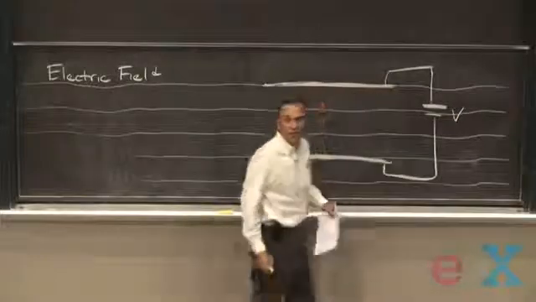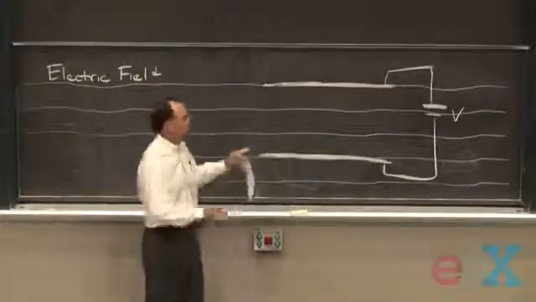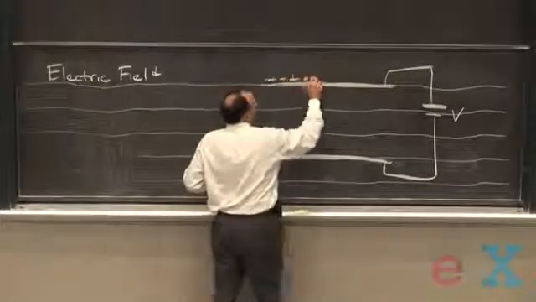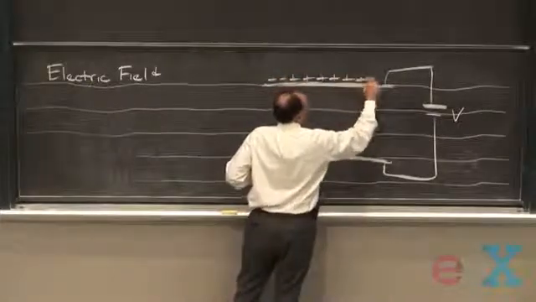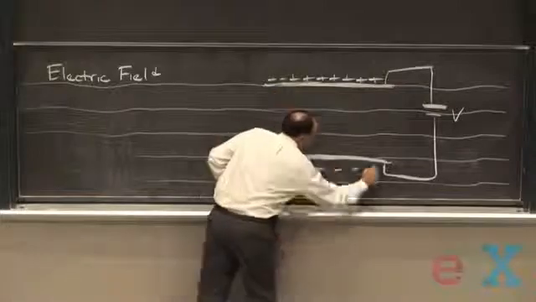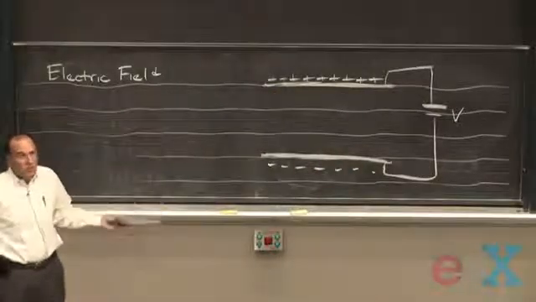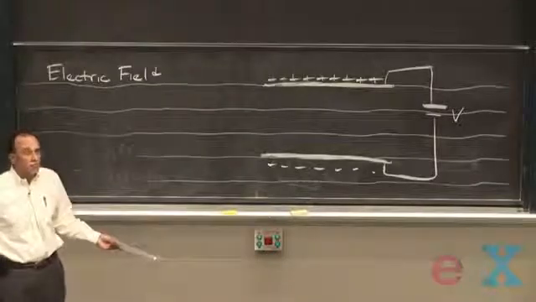Hook up a battery. And you know what happens? Current flows until you build up enough charge. I put the positive on top. Build up enough charge until you've, this is essentially a capacitor, so until you've charged the capacitor.